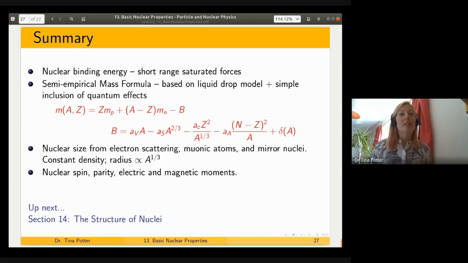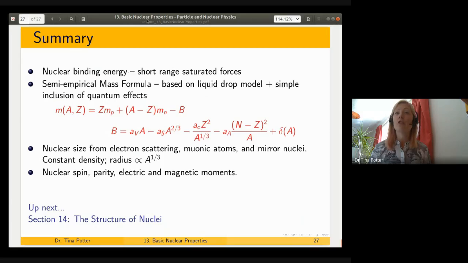We also had a look at the nuclear size, and there's lots of different ways of guessing this. Electron scattering, muonic atoms, mirror nuclei are really fun as well. And they're telling us that there's a constant density throughout all nuclei, and that the radius grows as the cube root of the number of nucleons. And finally, we had a look at the different moments that a nucleus can have, and it tells us about the shape of a nucleus. And also, we're interested in the spin and the parity, which we'll have a look at more throughout the rest of these lectures. Okay, so that's it for chapter 13.